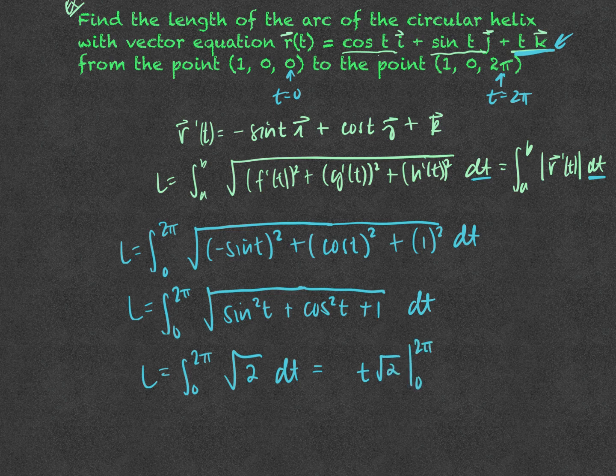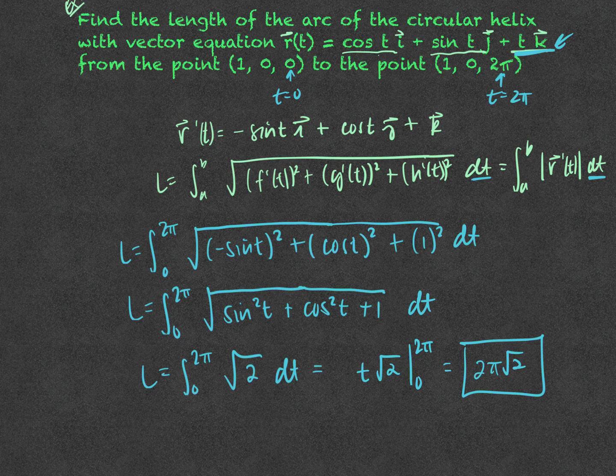People get lost there. So remember, if you integrate 5, you get 5t. If you integrate 8, you get 8t. So if you integrate the square root of 2, you get the square root of 2t. But I'm going to put the t in front of the square root of 2. So this means we have 2 pi minus 0, which is 2 pi times the square root of 2.